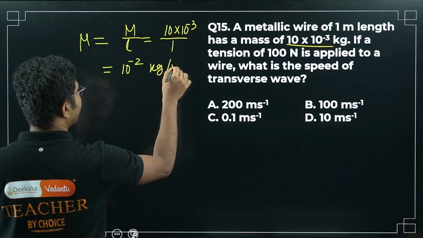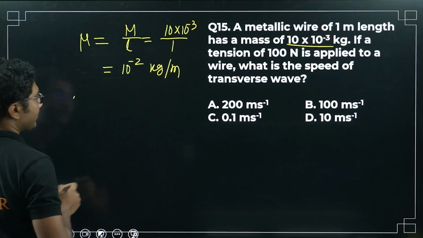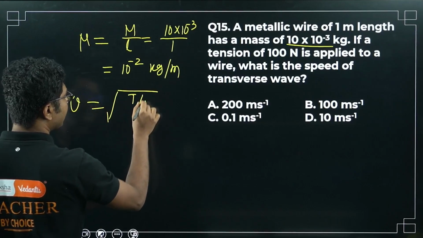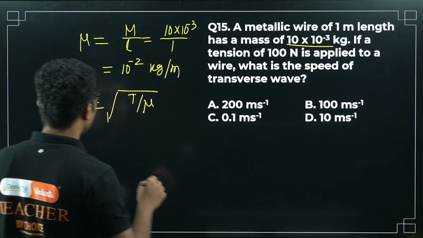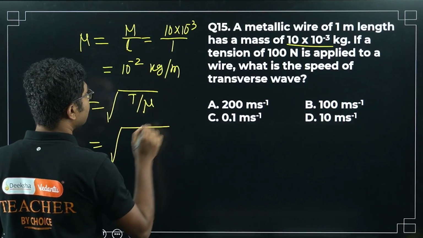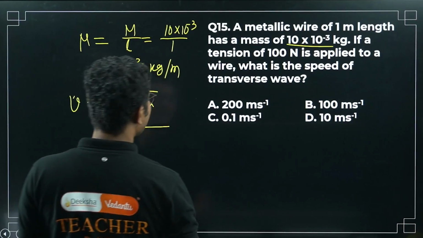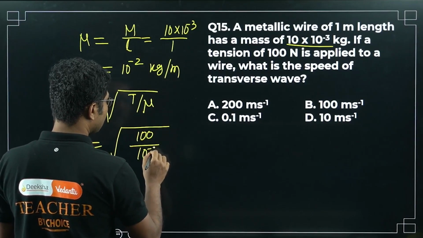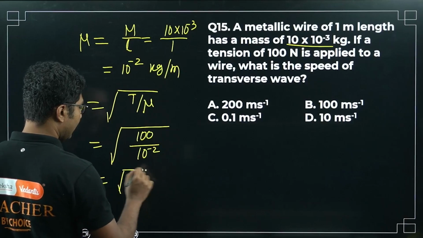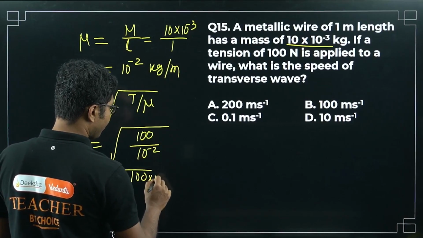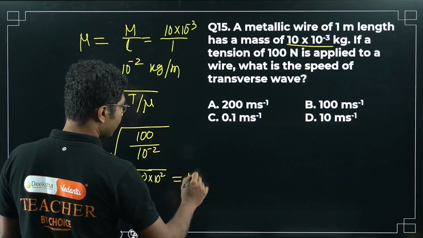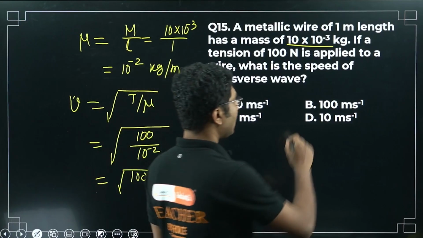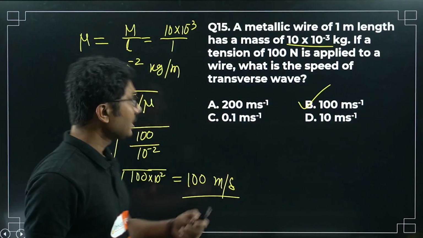Kg per meter. Now what is the speed of a transverse wave? Speed of a transverse wave in the case of a straight string is given by square root of T by mu. This is a new formula that you have learned. Tension in this case is 100 Newton, and mass per unit length is 10 to the power of minus 2, so it will be 100 times 10 to the power of 2, so it will be another 100, so the speed will be 100 meter per second. Okay, so the answer is 100 meter per second.